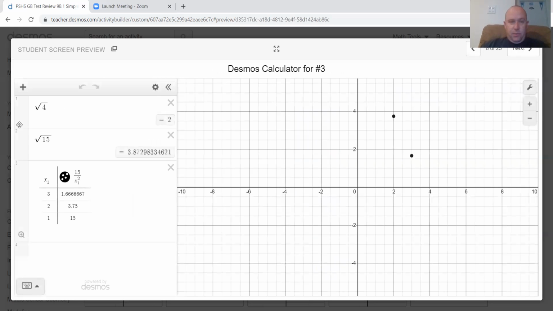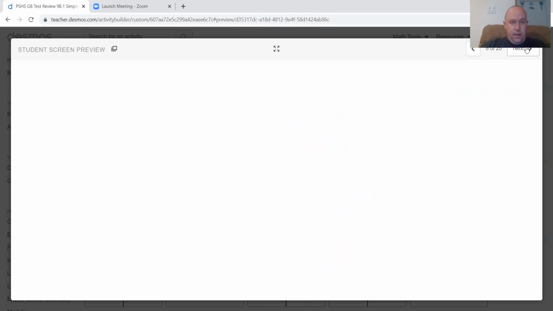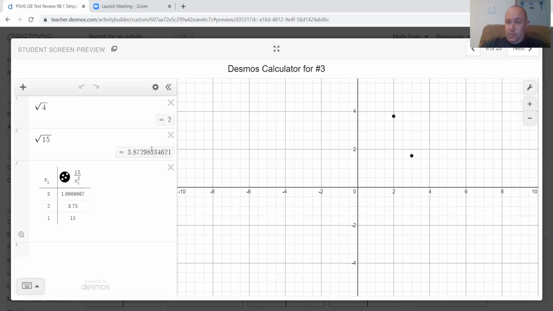And I typed in some of these other ones so we can see them ahead of time. So square root of 4 is 2. So that does actually simplify. So that would be a wrong answer then. Square root of 15 is a decimal.